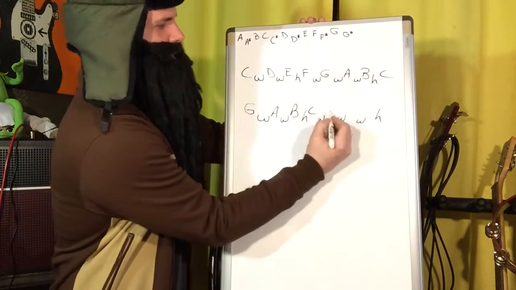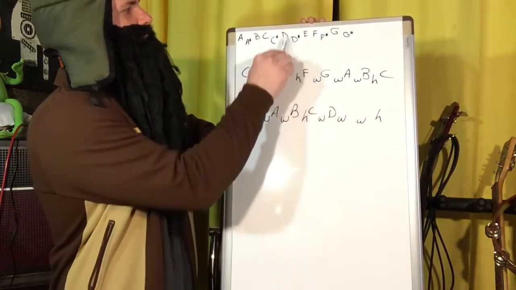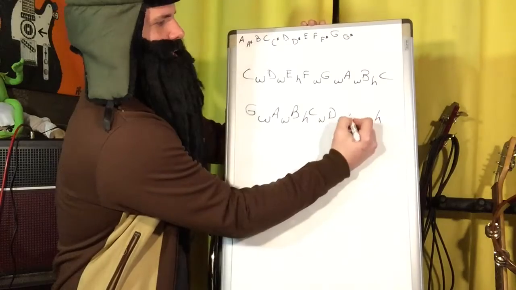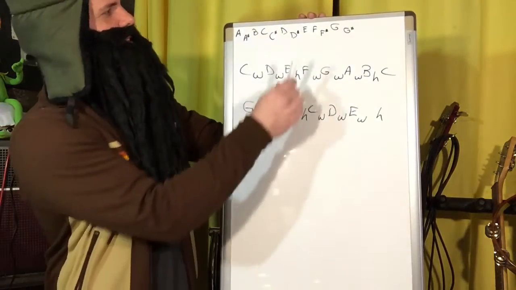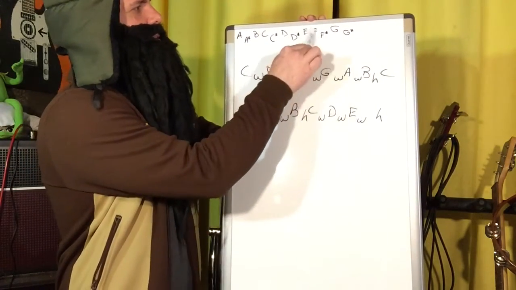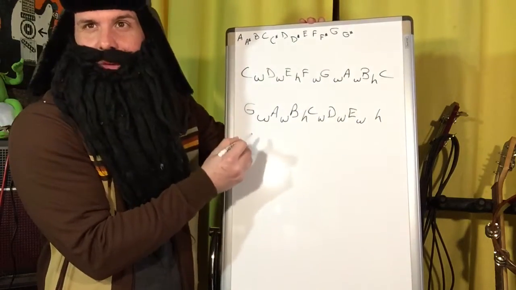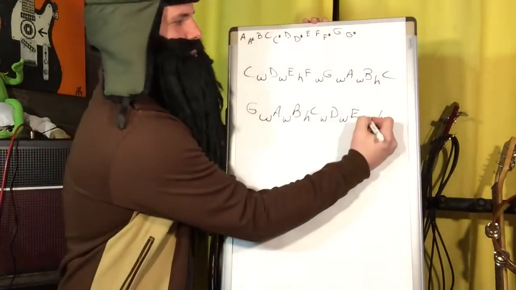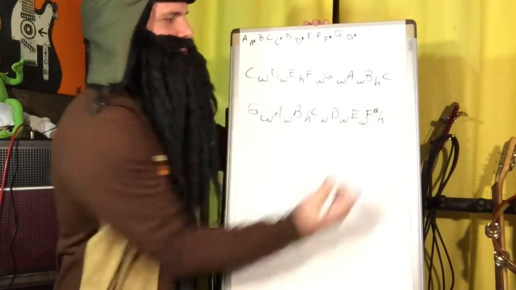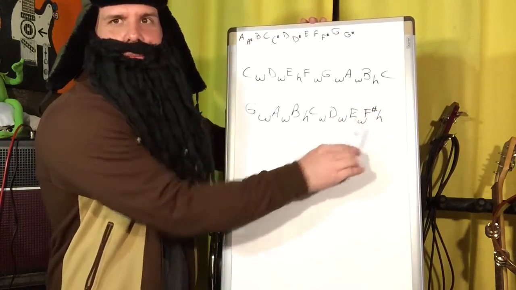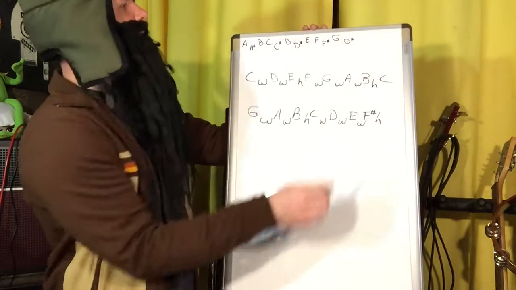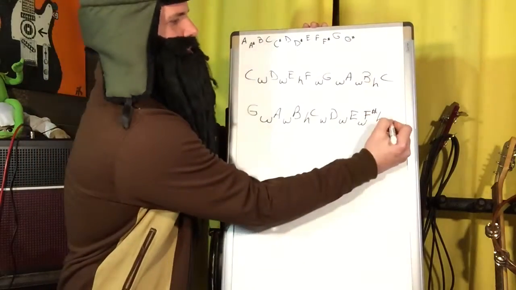1, 2. D. Whole step higher than D, 1, 2. E. Here's where things get funny. Whole step higher than E, 1, 2. Bam. F sharp. Look up the key of G major on Google, and you will see that there is 1 sharp in the key of G major, and that's what that means. And a half step higher than F sharp is G, so we did it right.